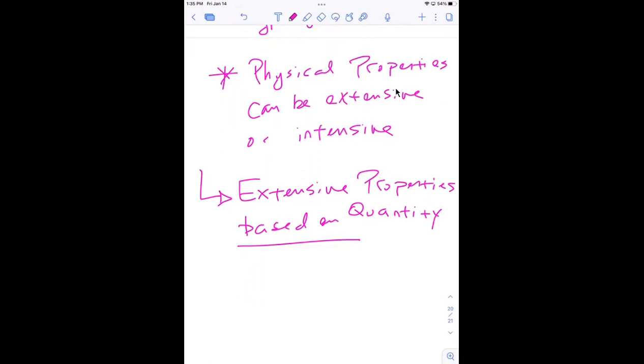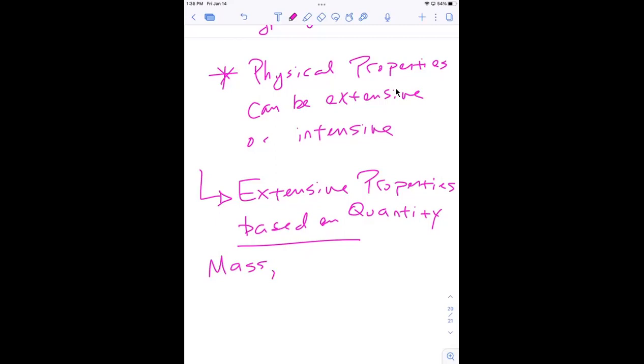Let's say I have 300 marbles of the same composition versus 5 marbles. What's going to change if I put them on a balance? They're going to weigh different. Yeah, so the mass is going to be different, right? So mass is an extensive property, right? It's based on the amount. The more you have, the greater the mass. The less you have, the lower the mass.